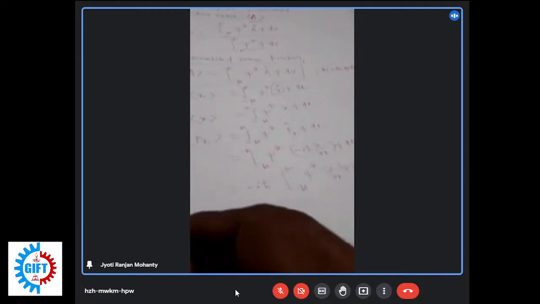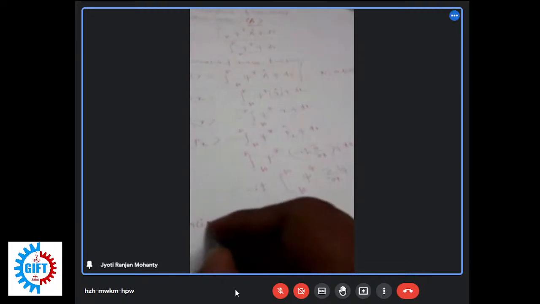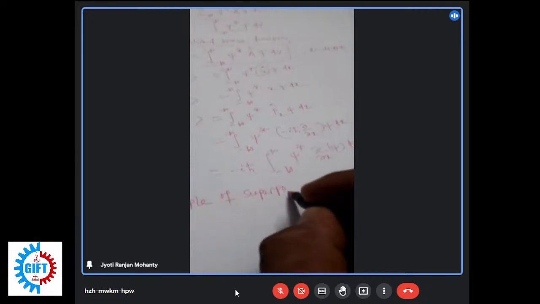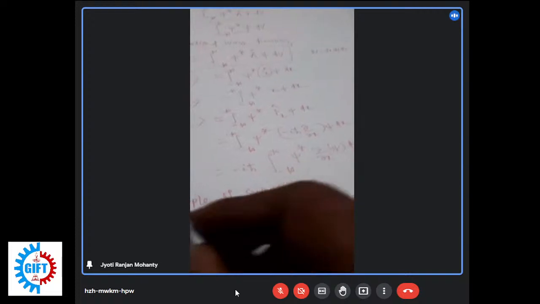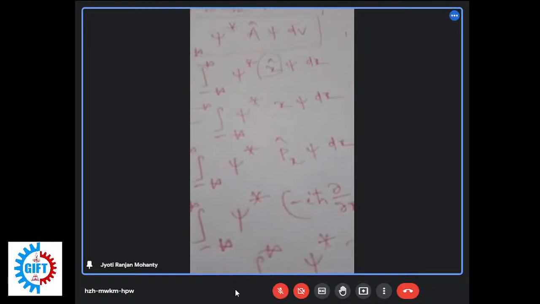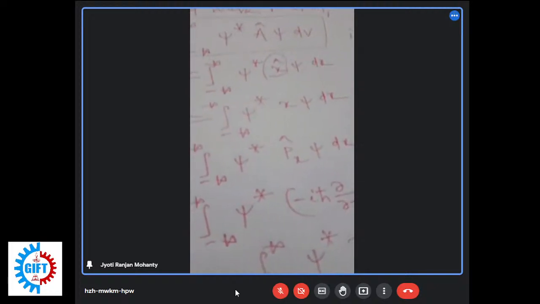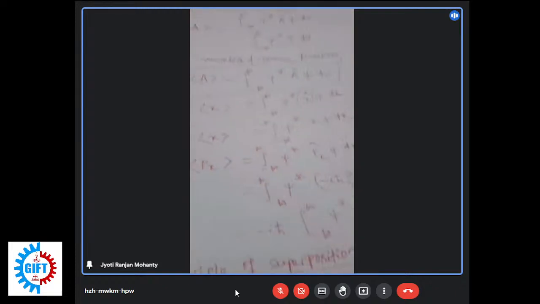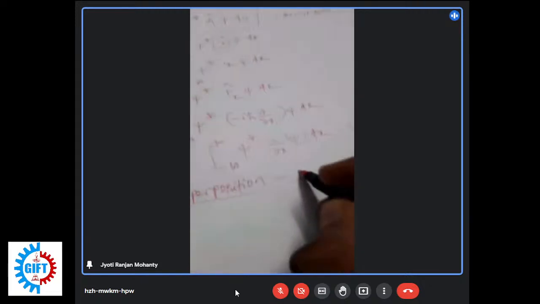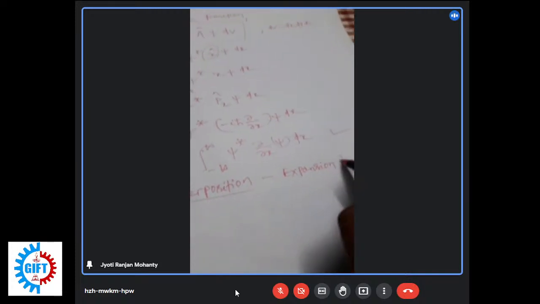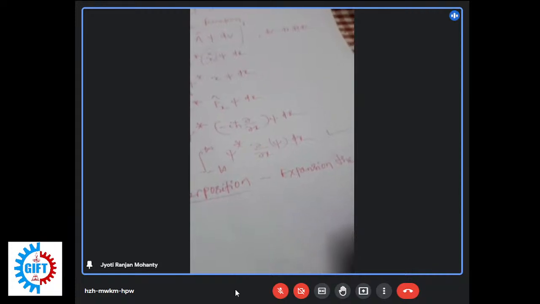Next, write: principle of superposition. This principle of superposition is also known as the expansion theorem. It is not so difficult, an easy thing.